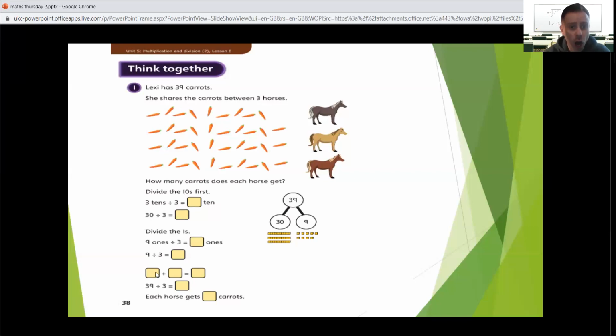So if we've got 10 from our first bit and we've got 3 from our second bit, it's 10 add 3, which equals 13. 13 carrots for each horse. Very lucky horses. 39 divided by 3 equals 13. Each horse gets 13 carrots. Sometimes in Power Maths, they like you to write the same answer out again and again just to get it in your brain. And that's what they've done there. 13 was the answer. Well done if you got that.